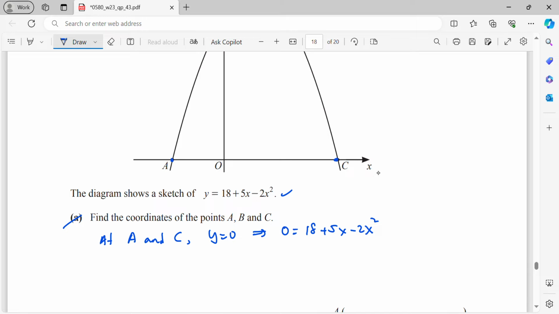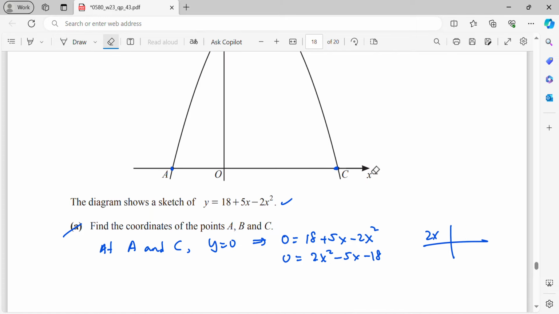So then I will rearrange this, moving all the terms to the left side, to get 0 equals 2x squared minus 5x minus 18. And this can be factorized. To get 2x squared, it will be 2x times x. To get minus 18, it can be 6 and 3 or 2 and 9.